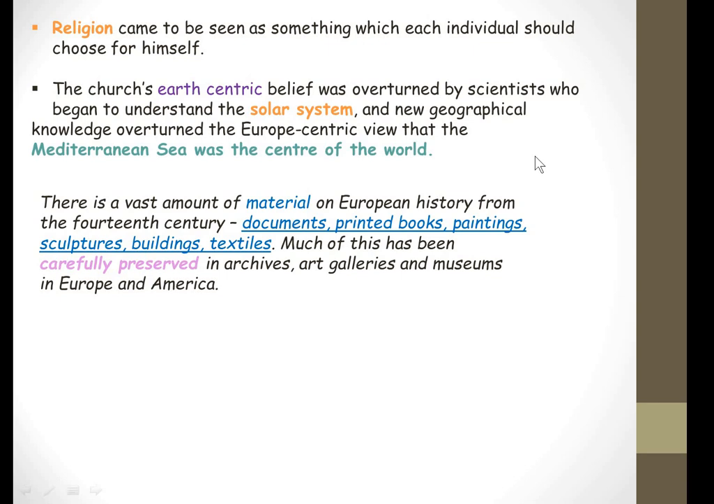From the 14th century, people started becoming very conscious. They started collecting documents, printed books, paintings, sculptures, buildings, textiles. These are the things which have come down to us, and that is why we are able to go into the detail of history. So they started becoming conscious of the distinctive culture and history. Much of this was preserved carefully in archives, art galleries and museums in Europe and America.